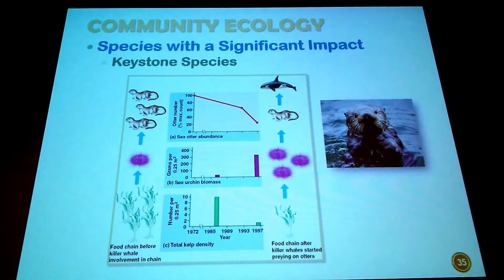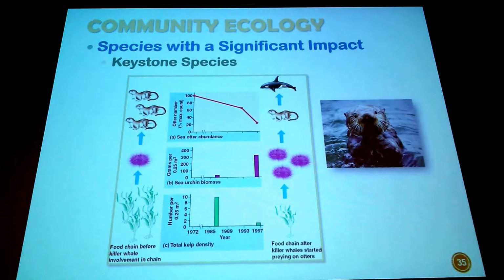Food chain for killer whale involvement in the food chain. So we're doing it without first. You have kelp, you have sea urchins, you have sea otters. Before killer whales, kelp density was pretty high and sea urchin density was pretty low. What happens is sea urchins will feed on kelp, especially new growing baby kelp.